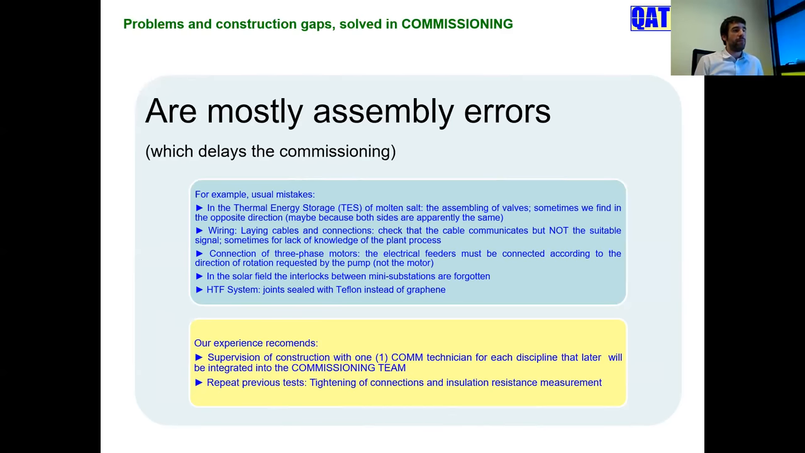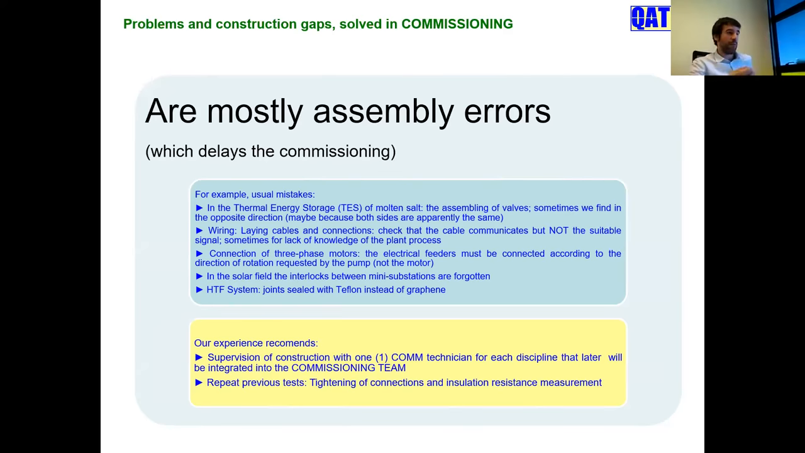So sometimes commissioning detects it and calls the construction to change the direction of the valve. The wiring: the cables feed a motor or communicate a signal. The construction tests and checks if the cable communicates, but not always the suitable signal, because one signal is for an alarm, or one signal is for a measurement, or one signal is for whatever.